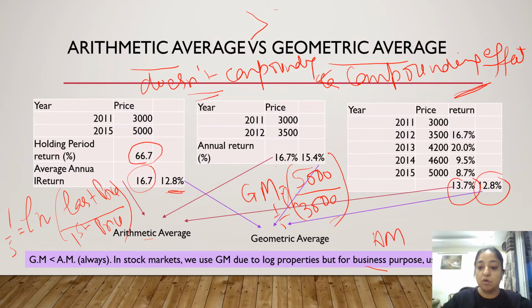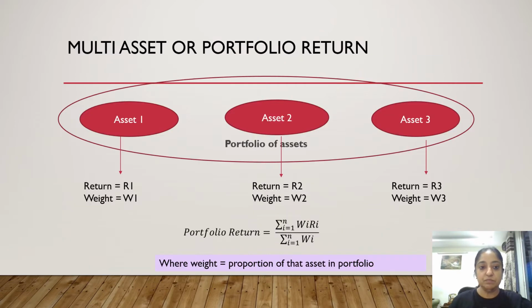But when we are talking from the perspective of the stock market, since the compounding is continuous over there, we will prefer the geometric average. Another advantage of the geometric average is that I don't need intermediate years. Since it talks about the compounding effect, it gives me a better answer as compared to the arithmetic average.